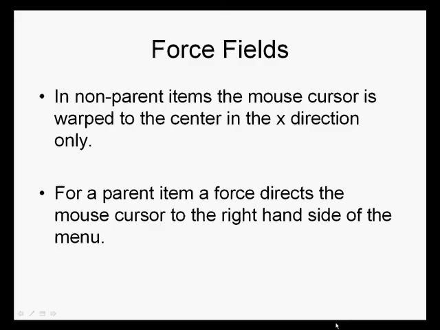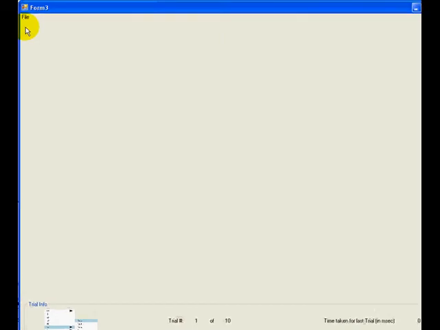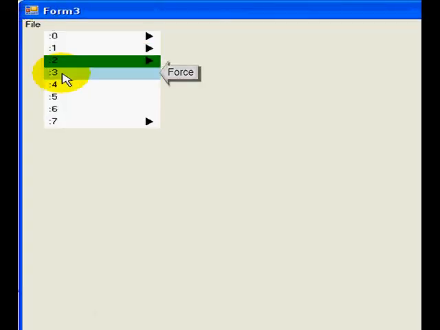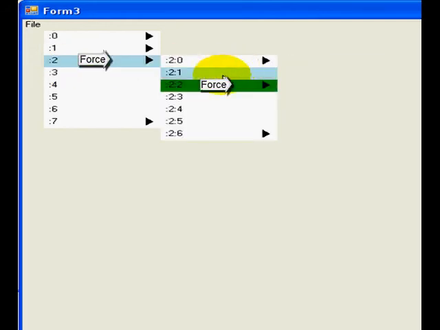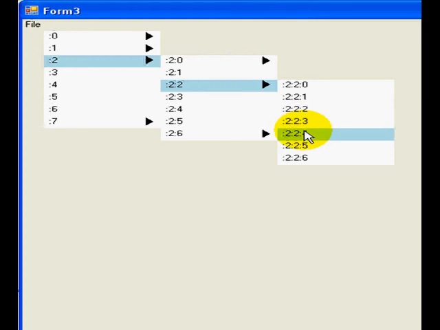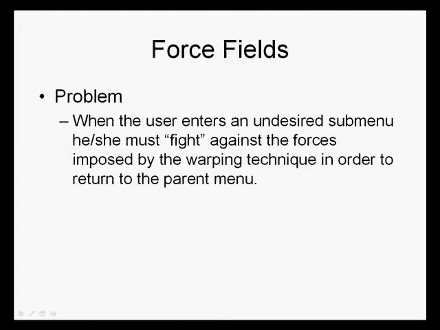Third and final technique is force fields. Force fields warp the mouse cursor to the center of the menu. Additionally, for parent items, force fields exaggerates the displacement of the cursor to the right-hand side. The problem with this technique is when the user enters an undesirable submenu, the user has to fight against the forces imposed by the warping technique.